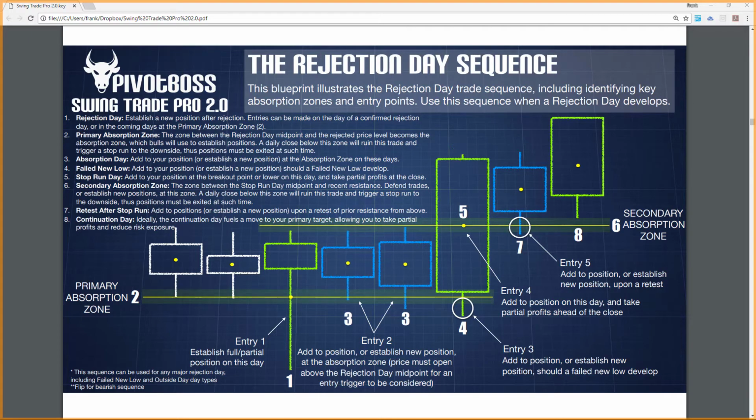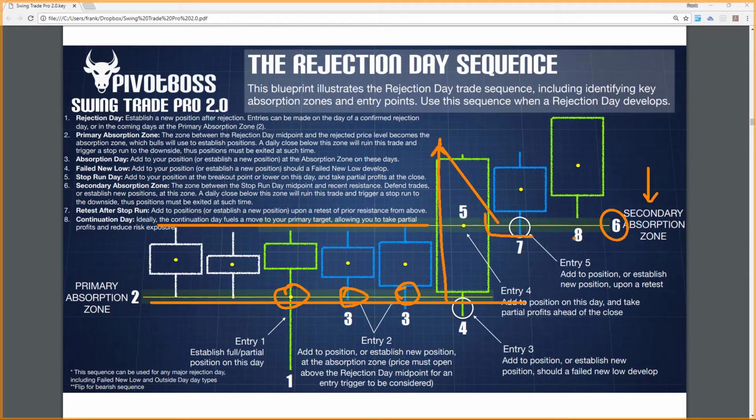Now, after you get a stop run day, a new absorption zone typically reveals itself. The secondary absorption zone, that's 0.6 here. This is the primary absorption zone after rejection. Primary absorption zone, this was resistance. It pushes through that area, and when it comes back, that becomes the new secondary absorption zone.